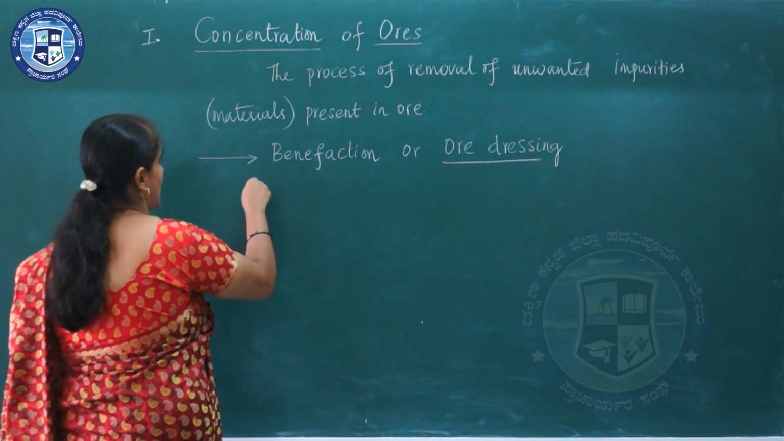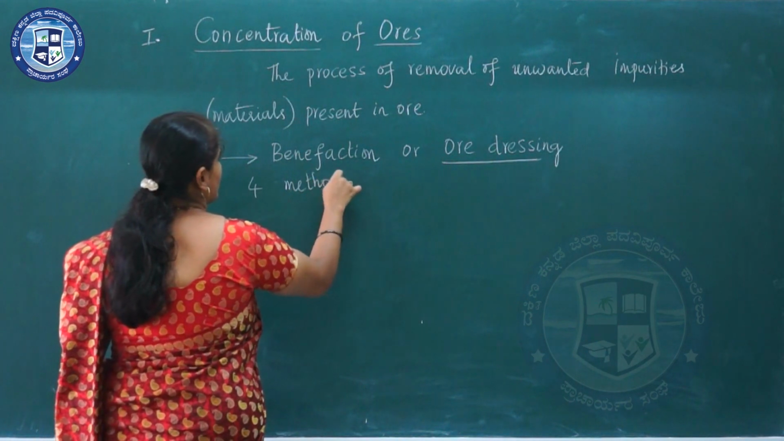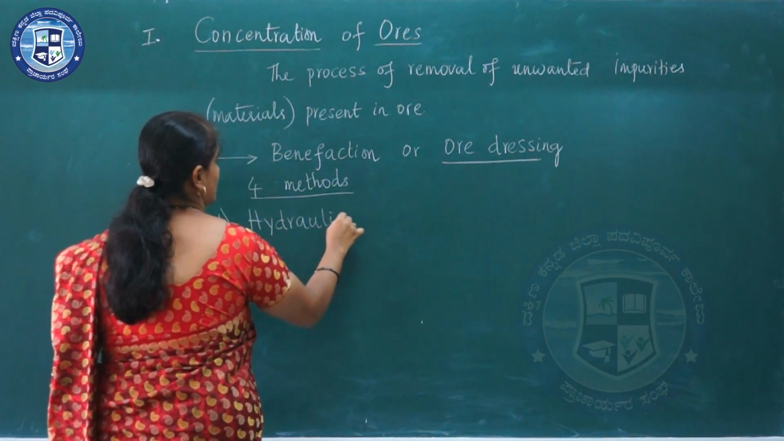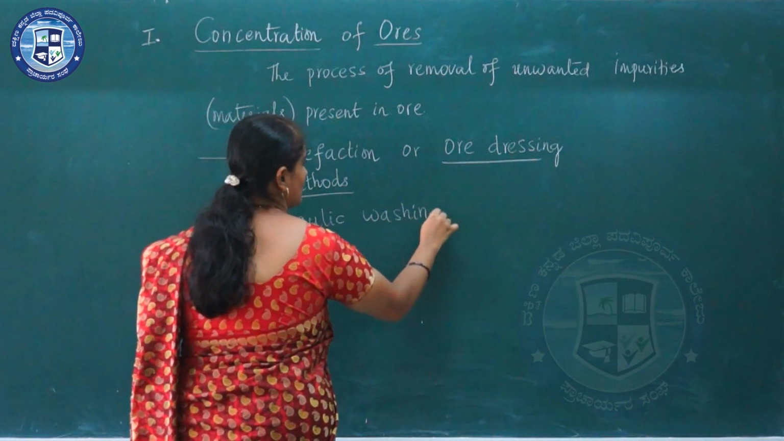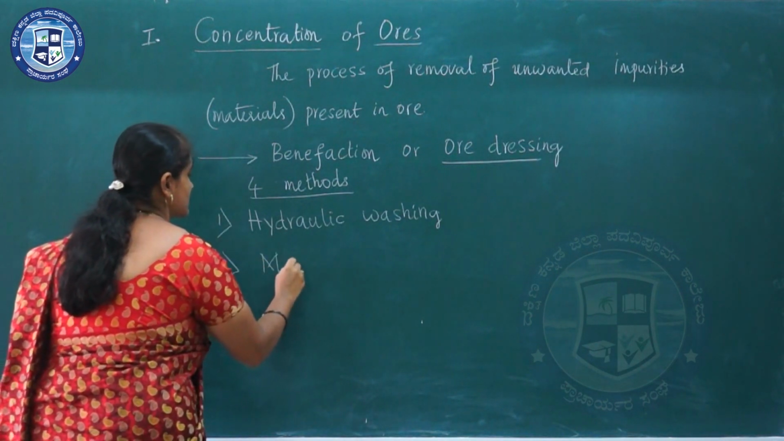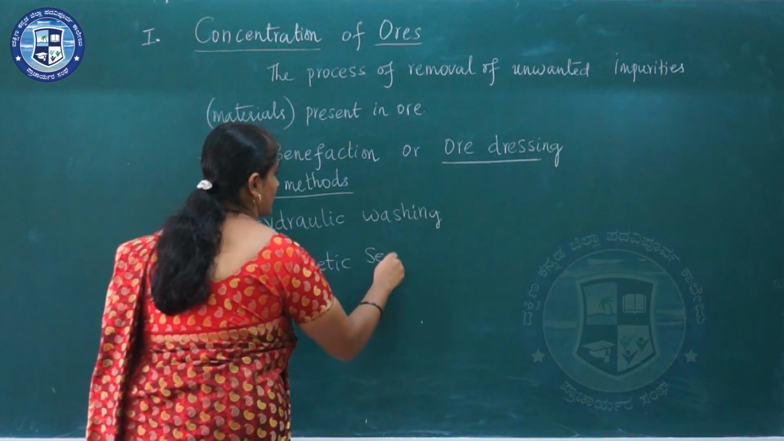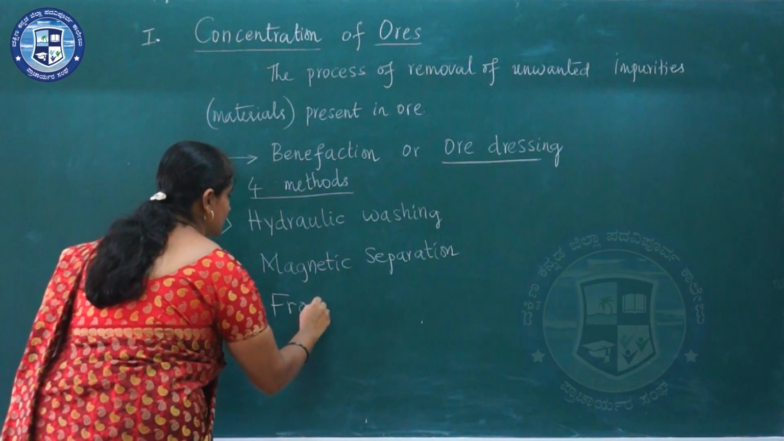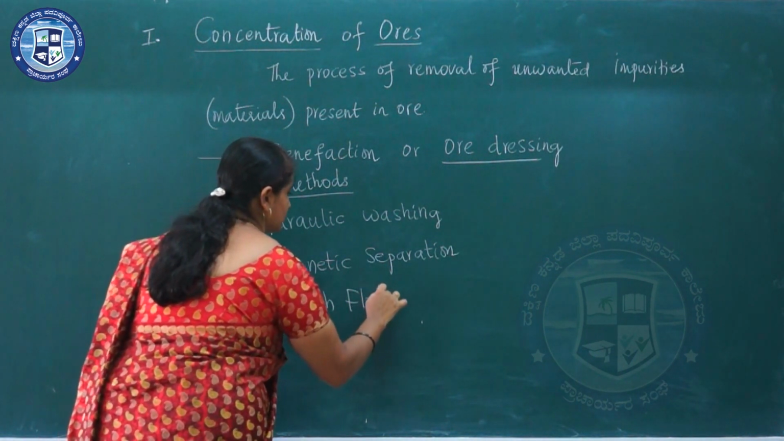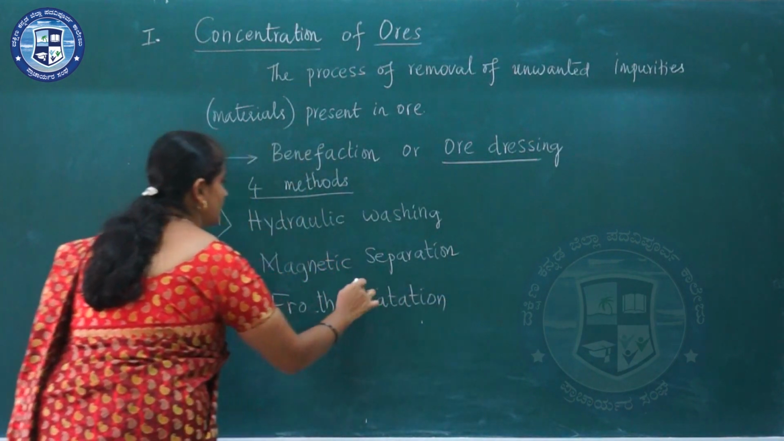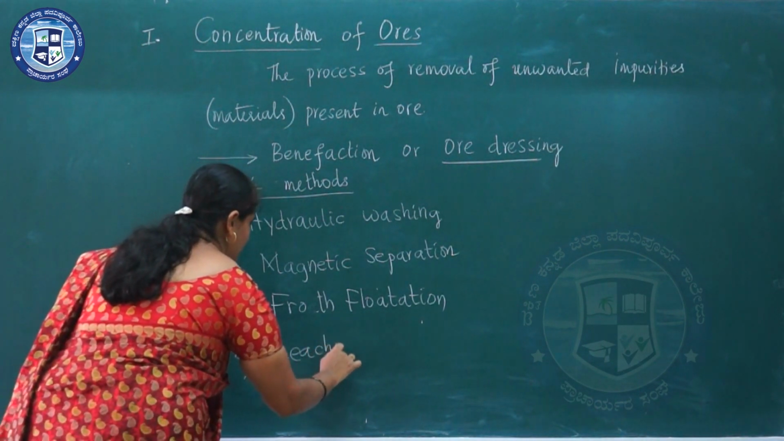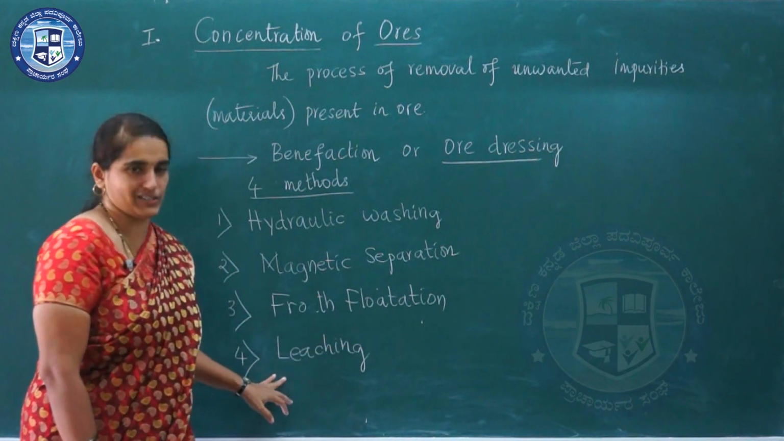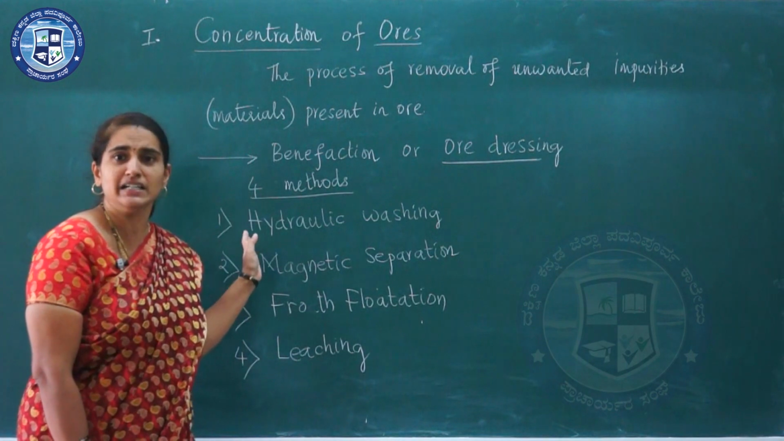So let us list out the steps now. There are 4 methods. The first method, hydraulic washing. Second one, magnetic separation. Next, froth flotation, and the last one, leaching. Okay, hydraulic washing, magnetic separation, froth flotation, and leaching. So we shall discuss these 4 methods in detail now.